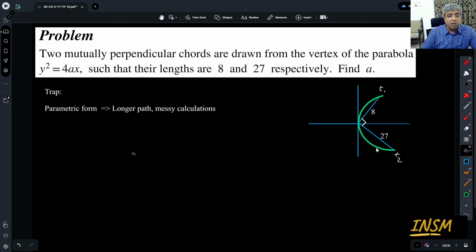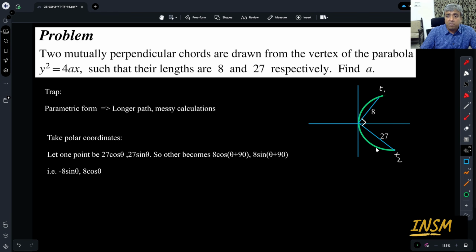Now, a better approach to this problem, as with most of the problems which involve distance from origin, is to take the polar form. So we take the polar form of the first endpoint of the chord on the parabola. Its polar form is r cos theta, r sin theta for any point. Here r is already given to us as the distance from origin, 27. So we take this point as 27 cos theta, 27 sin theta.